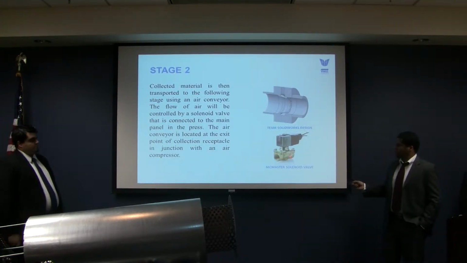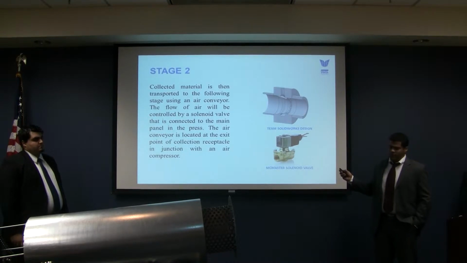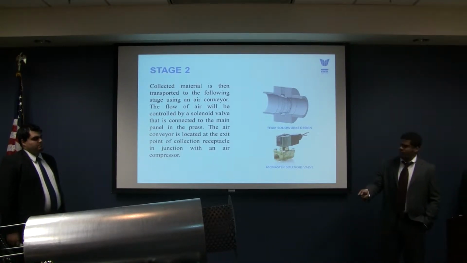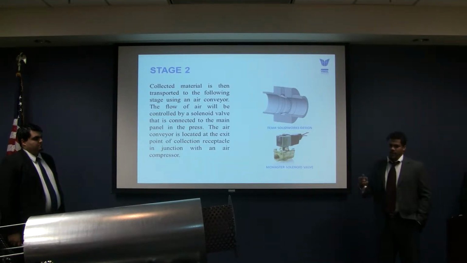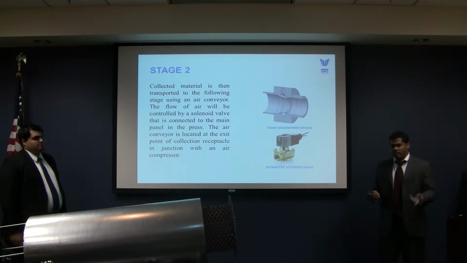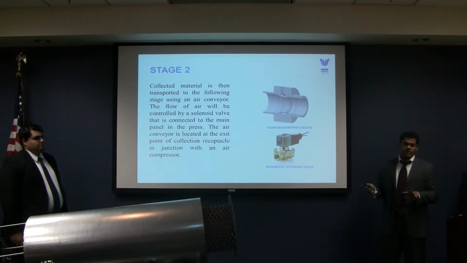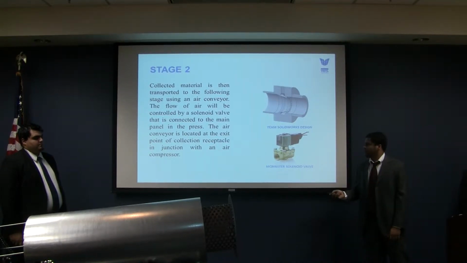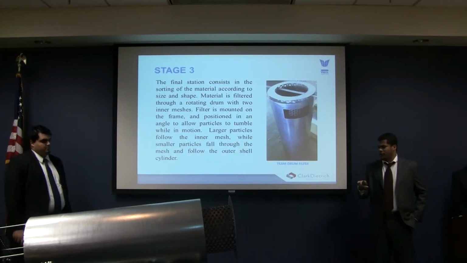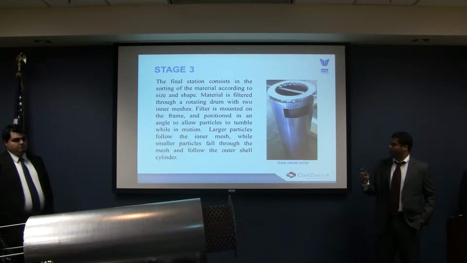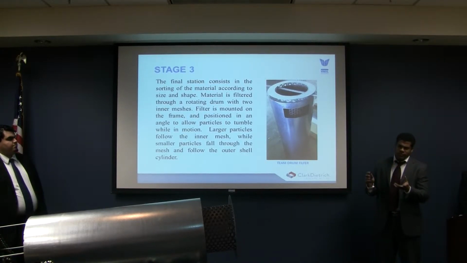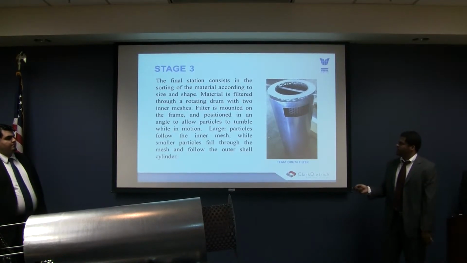Here's the conveyor and the solenoid valve. The conveyor will create a vacuum and push the pellets, sending them to the filter. The solenoid valve will be connected to the press cell, so once the press starts, the air starts flowing, and if for some reason the press stops, we stop the flow of air. Here's the drum filter. It contains two inner meshes in order to sort out the big particles from the small ones. Also, we can rotate that mesh to set the extent to which we want to filter the particles.